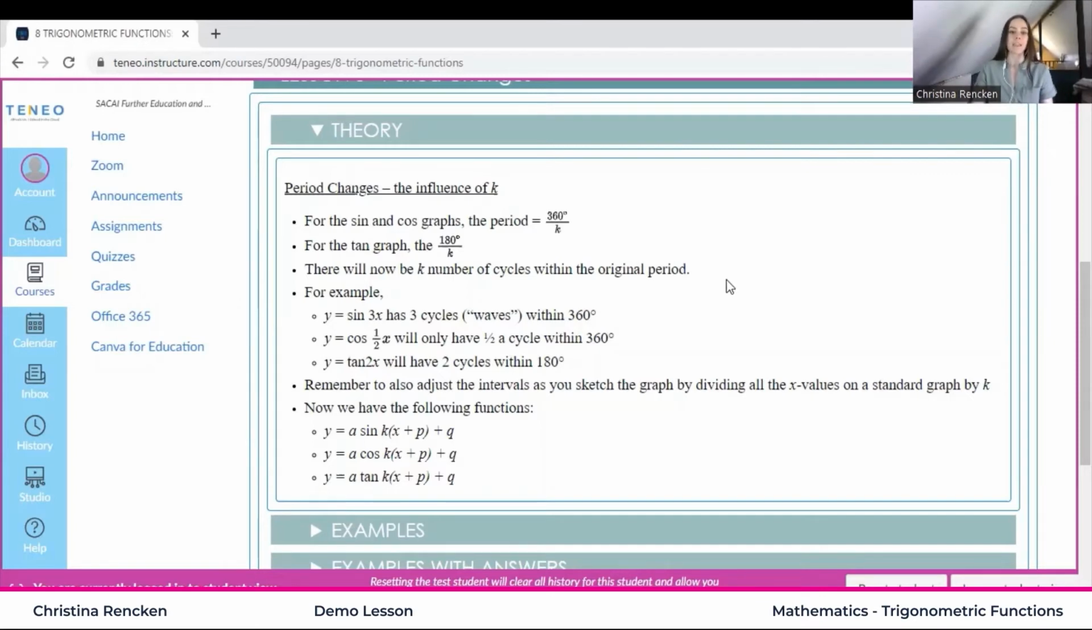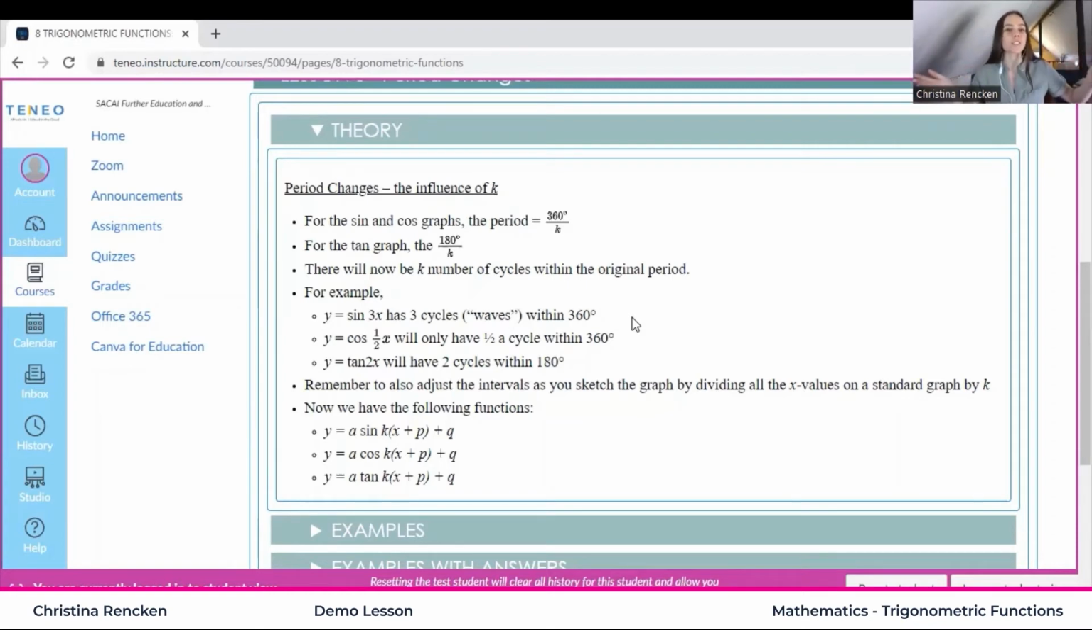So originally, our cos graph, or our sine graph as well, has a period of 360 degrees. So if we have a new graph, which is now y equals sine 3x, then we are looking at 3 waves or 3 cycles, so 3 repetitions within 360 degrees. If we look at y equals cos half x, then we only have half a cycle within 360 degrees. And now the period is going to be 360 divided by a half, which is the same as saying 360 times 2, which gives us 720. So our graph is being stretched.